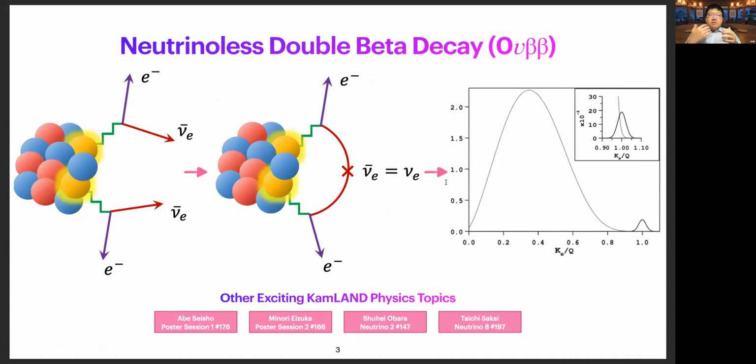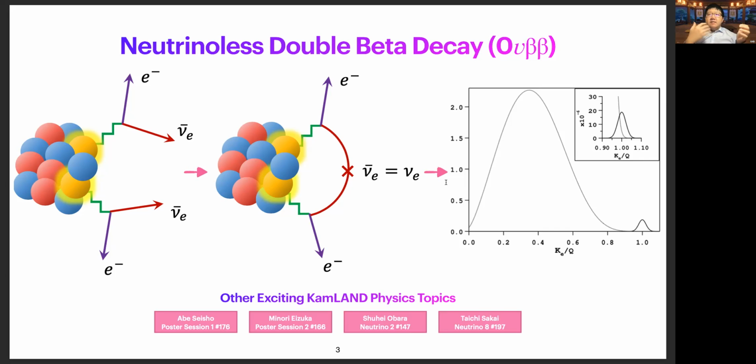In nature, certain radioactive isotopes undergo a specific decay mode called double beta decay. In double beta decay, two beta decays happen simultaneously within the nucleus, emitting two electrons and two electron antineutrinos from the core.